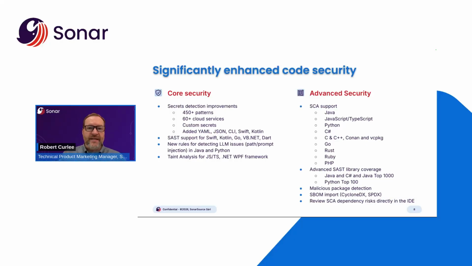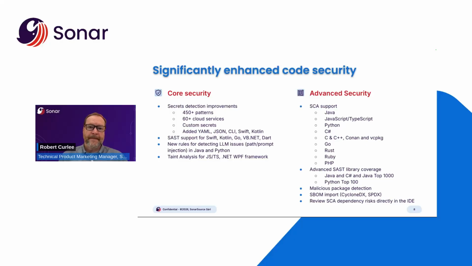We've got our core security capabilities. So we have secrets detection improvements. We now cover over 450 patterns, over 60 cloud services. We cover custom secrets. We added secrets detection in YAML, JSON, CLI, Swift, Kotlin. So there's a lot of stuff happening with our secrets detection that puts us really at the forefront of secrets detection for security.